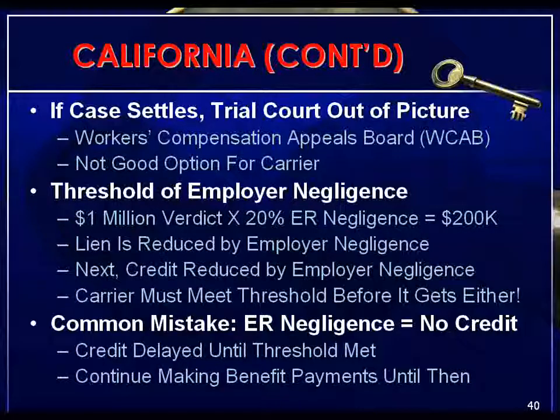Your credit is delayed, however, until the amount of future benefits you pay out equals the percentage of negligence that the employer has. So in the $200,000 example above, let's say your lien is 100. Now that 200 is reduced to 100 because you waived your lien because of the employer negligence. But now you have to pay $100,000 in future credits. And once you do that, then you can start taking your vacation. And it's best to calculate that and document it. And if the plaintiff's attorney disagrees with your calculations, go get a hearing on it.